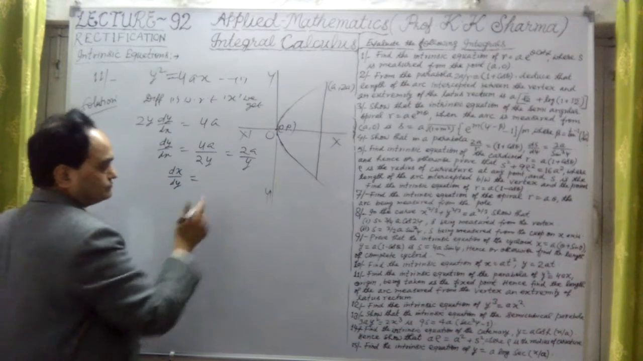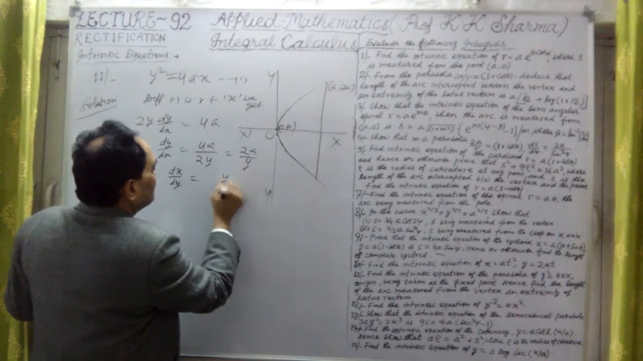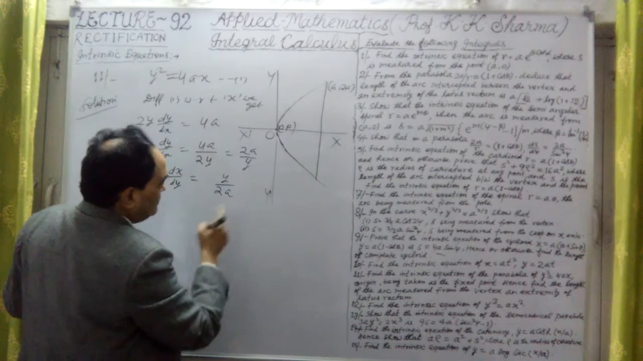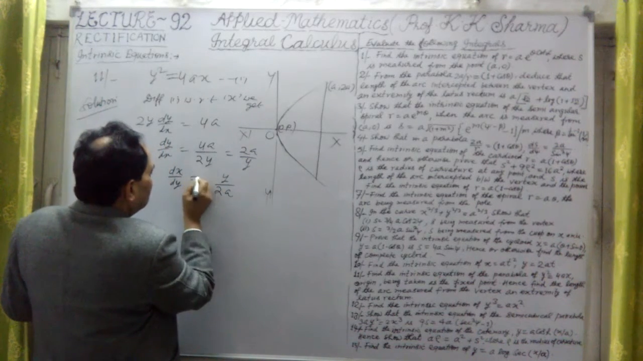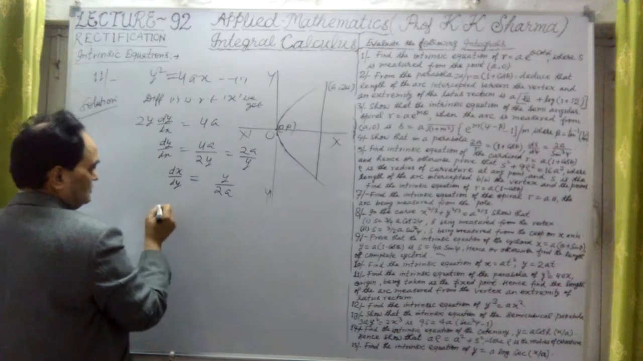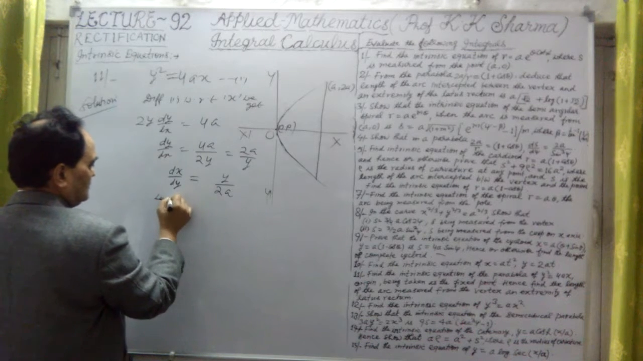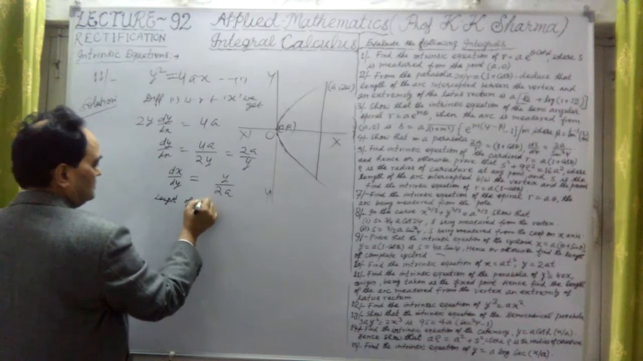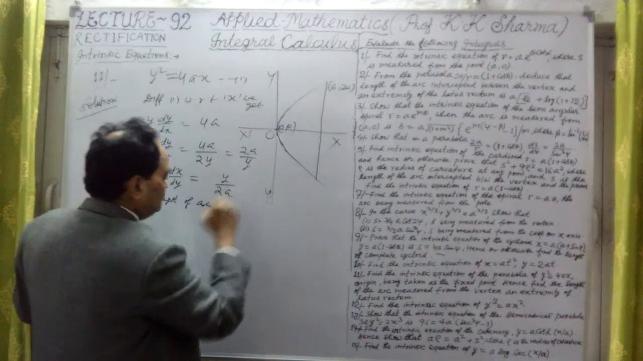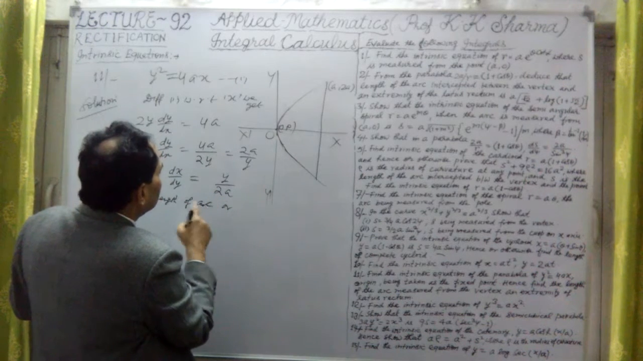Or dx upon dy is equal to y upon 2a, just the reverse of this. This is the value of dx by dy. Now let us find out ds upon dx, so the length of the arc from the vertex. Here in this case we will take it with respect to y.